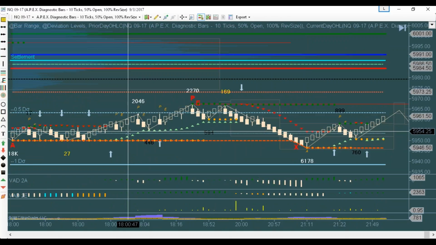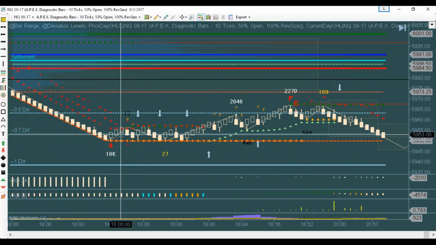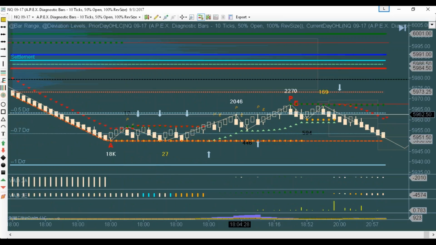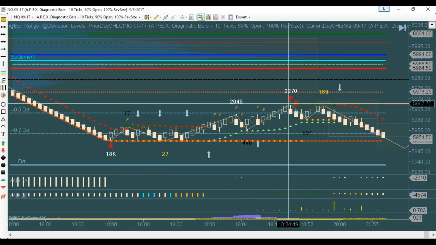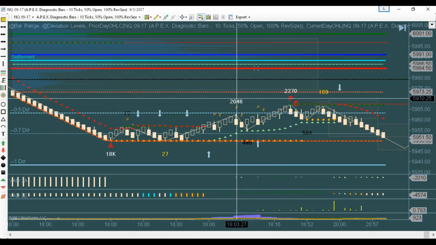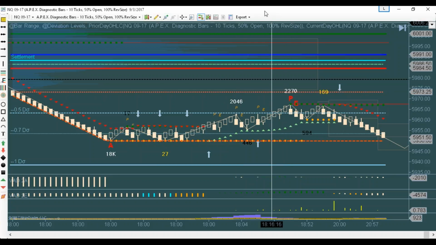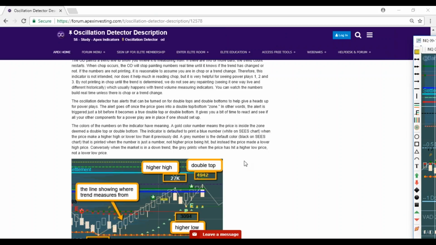So let's just look here. Did the price make a higher high here? Did the price make a higher high here? See, they're white numbers. That makes sense? Okay.